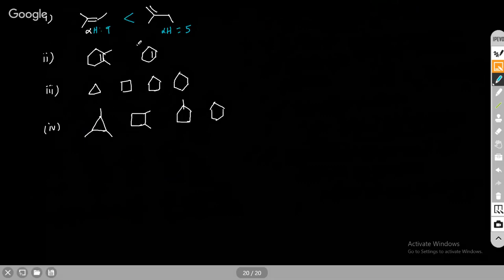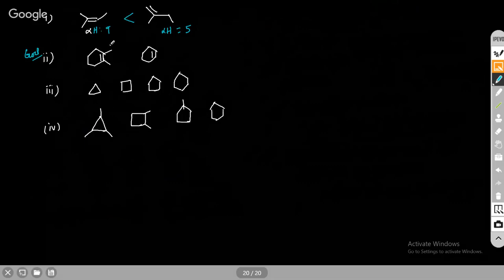HA is more, right? You see, this example is important, and it's a good example also because when you look at this molecule, it has more number of alpha hydrogen compared to this one, right? But the point is, this molecule has more number of carbon atoms, right?